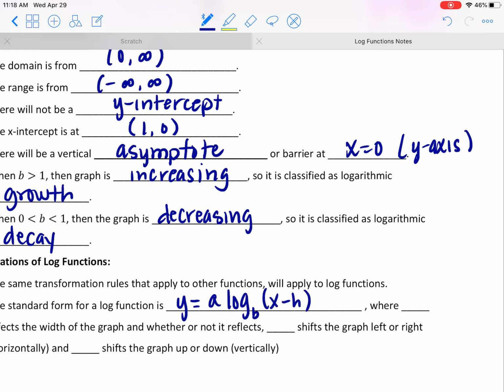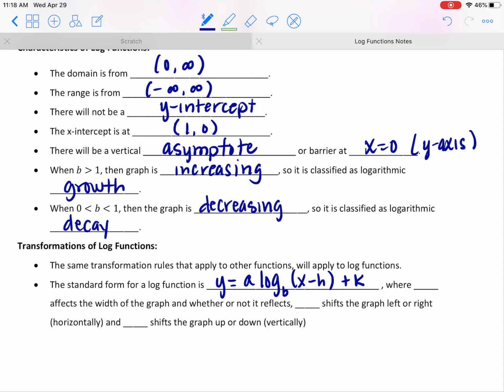This should have been an x. So sorry. Log base b of x. We have a times the log base b of x. And then I need to fit more in there. We have x. It's possible we subtract something there. And then afterward we add.